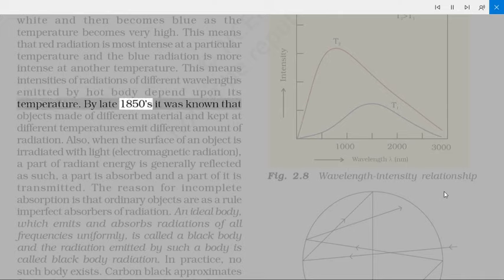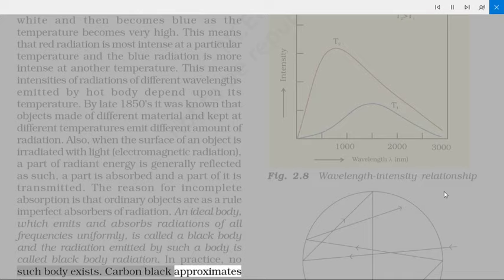By late 1850s, it was known that objects made of different material and kept at different temperatures emit different amount of radiation. Also, when the surface of an object is irradiated with light, electromagnetic radiation, a part of radiant energy is generally reflected as such, a part is absorbed and a part of it is transmitted. The reason for incomplete absorption is that ordinary objects are as a rule imperfect absorbers of radiation. An ideal body, which emits and absorbs radiations of all frequencies uniformly, is called a black body, and the radiation emitted by such a body is called black body radiation. In practice, no such body exists.